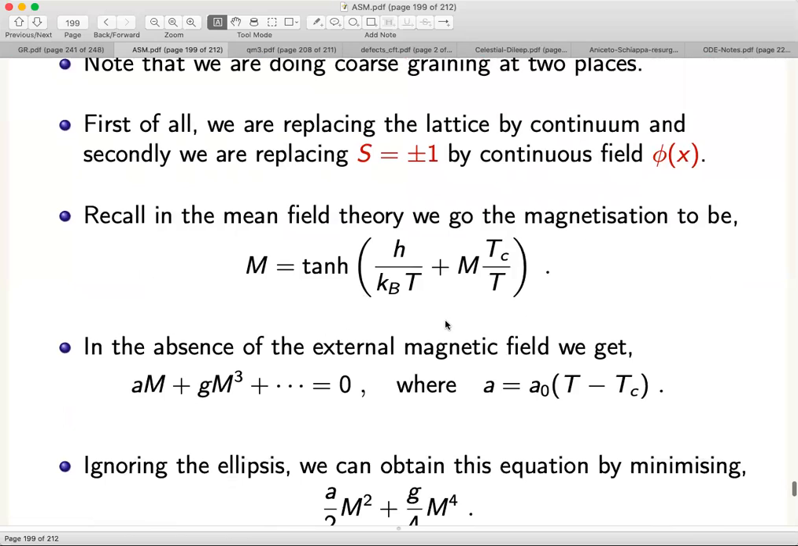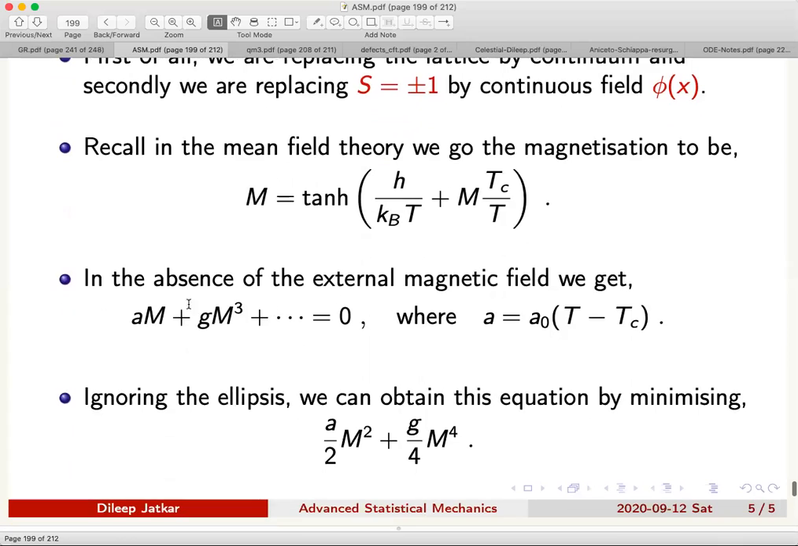Of course, this expansion would make sense only in the neighborhood of T equals Tc, because in that neighborhood you have small magnetization, and in that case expanding tanh would make sense, because you set h equal to 0, this term goes away. Tanh with a small argument takes small value. So it would make sense to do this expansion only if T is in the neighborhood of Tc.